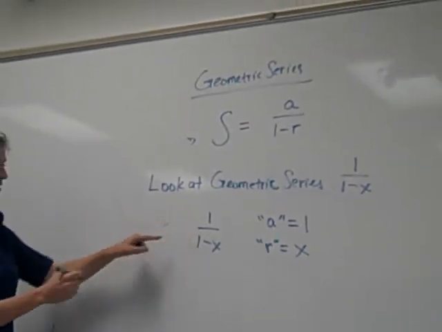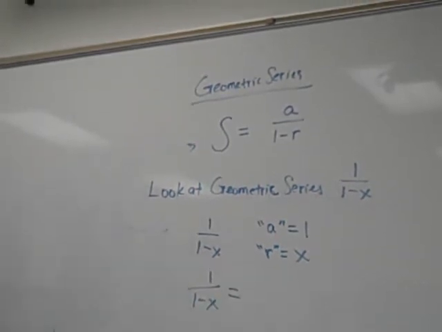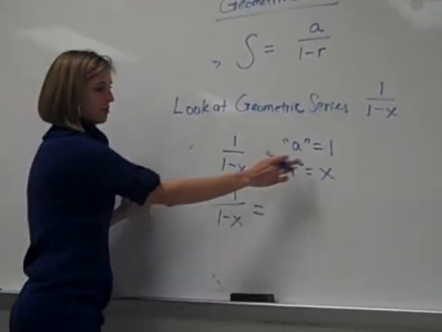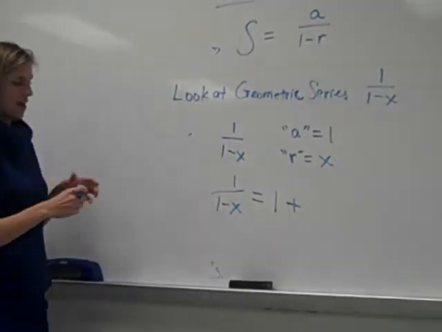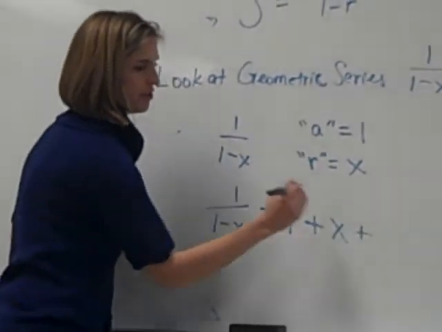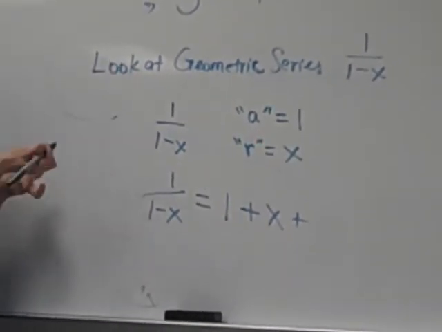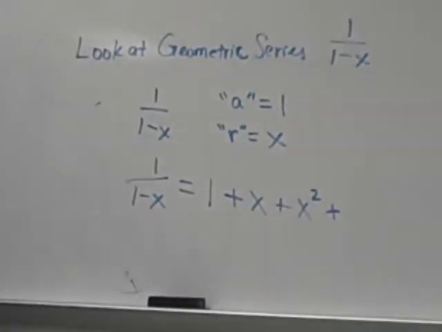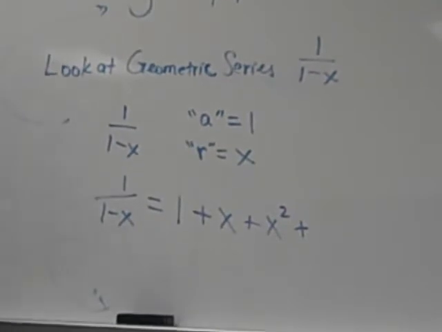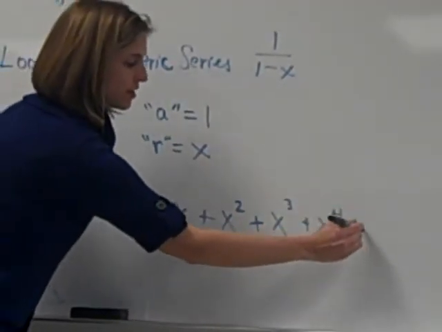So this can be written as a series where the first term is 1. What's the second term? x. What's the third term? x squared. Okay, r is just the multiplier, so I'm going to multiply each term by x to get to the next one. The next one's going to be x to the third, the next one x to the fourth, and so on.